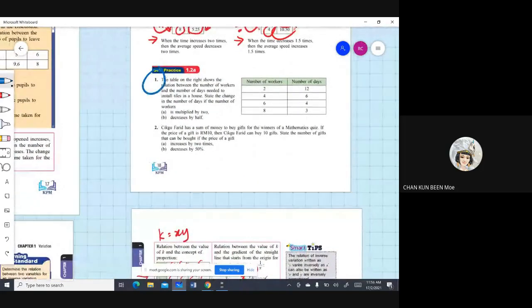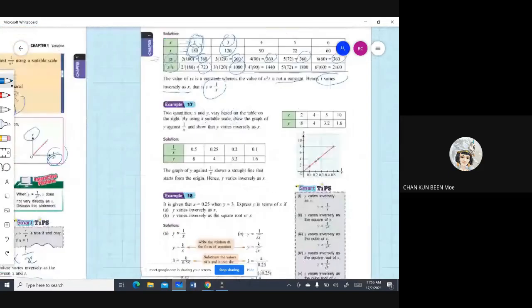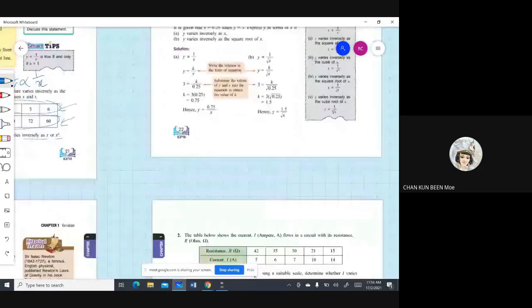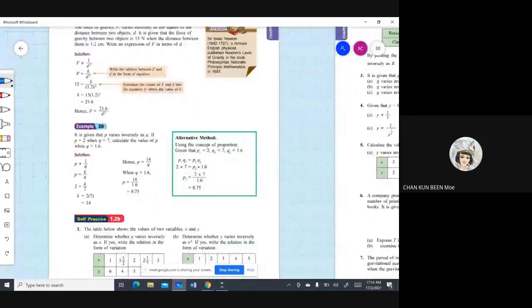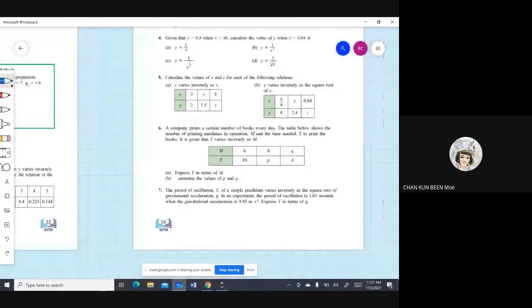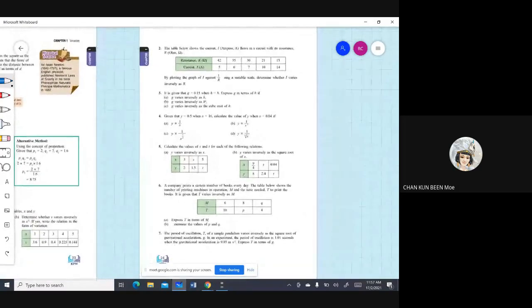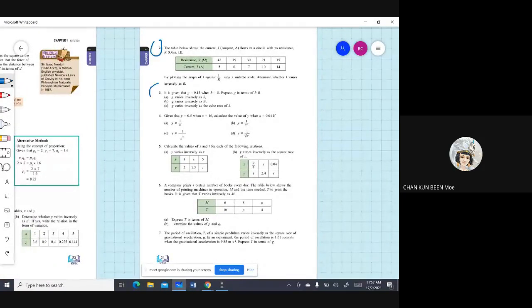After that, you turn to page 23. Okay, 23 is this one. I want you to do question number 1. After that, you turn to the next page. Almost all the questions here I want you to do except question number 6. So you have to do 2, 3, 4, 5, 7.